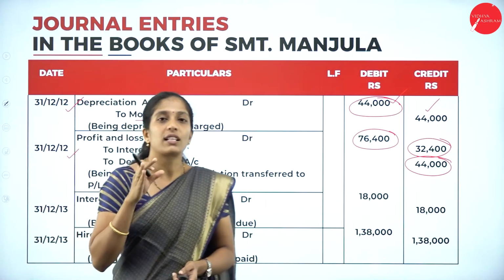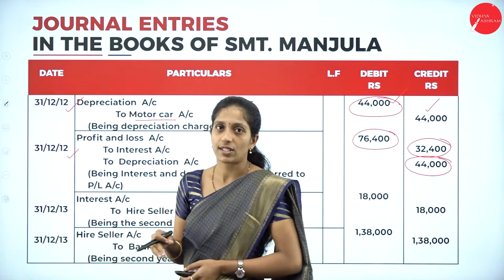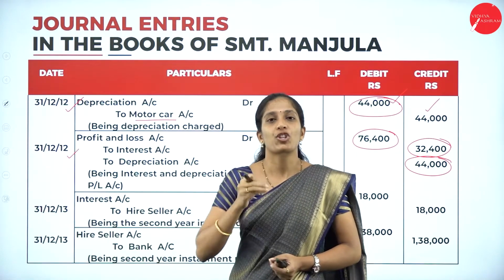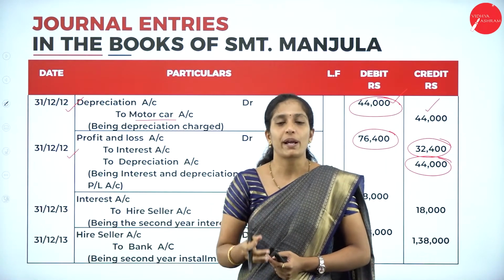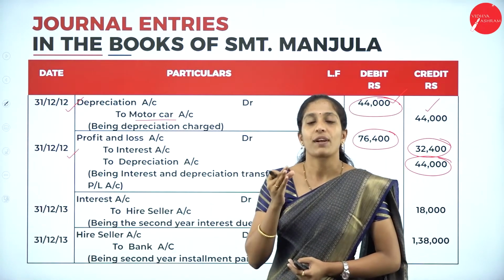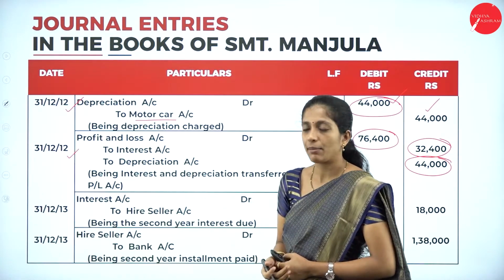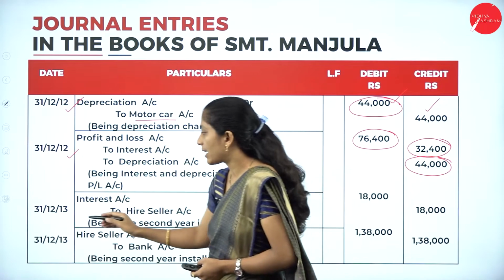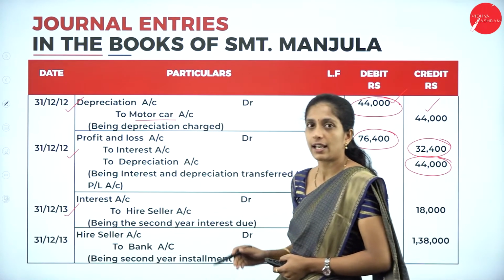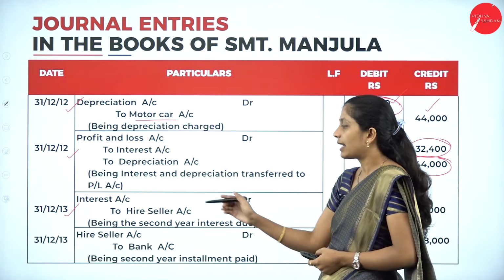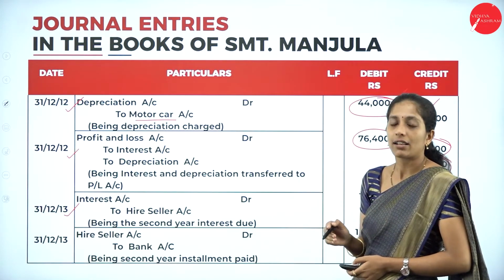Now, we are done with recording entries relating to first year. Now, come to the second year. We don't have two entries, that is purchase of asset and making the down payment. So, your entry starts from third entry, that is interest due. So, what is the entry? Entry remains same, interest account debit to hire seller account, that is end of second year, 31/12/2013, interest account debit to hire seller account being the second year interest due.